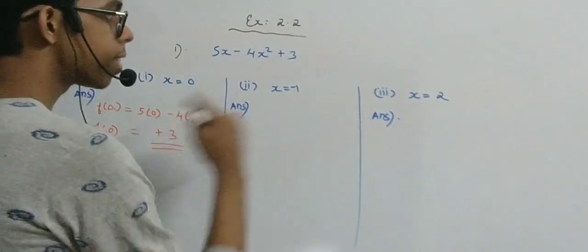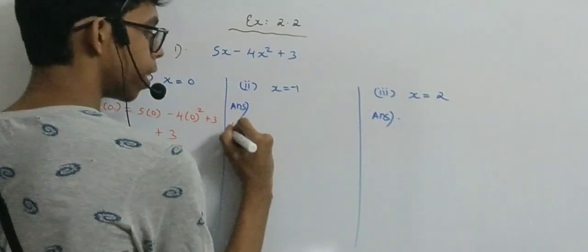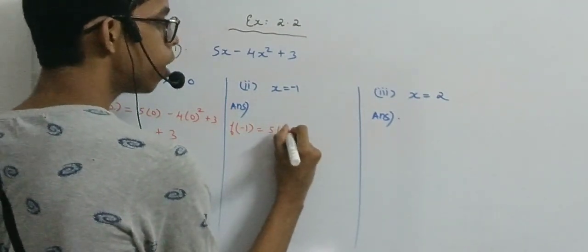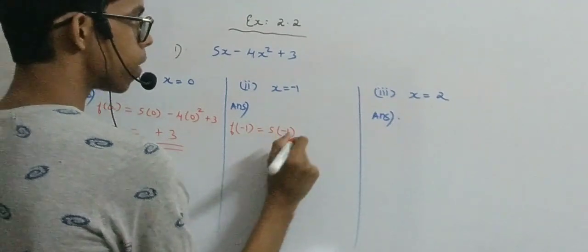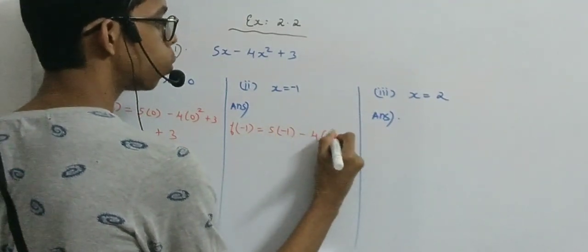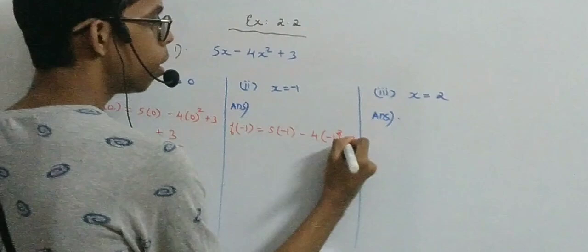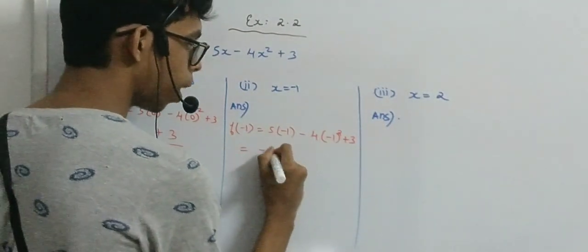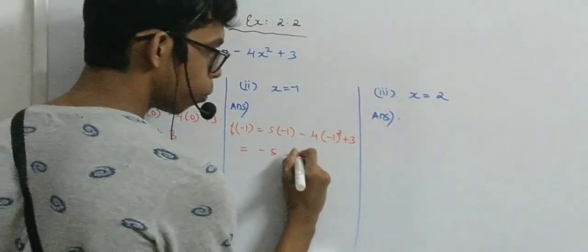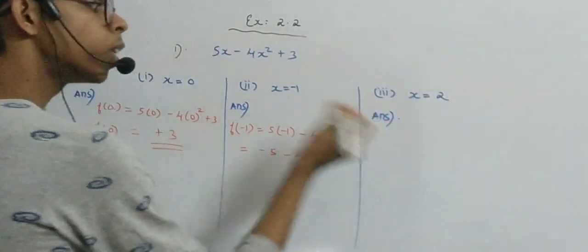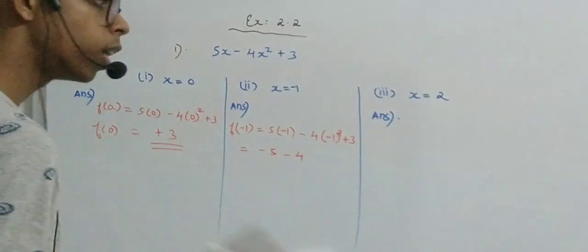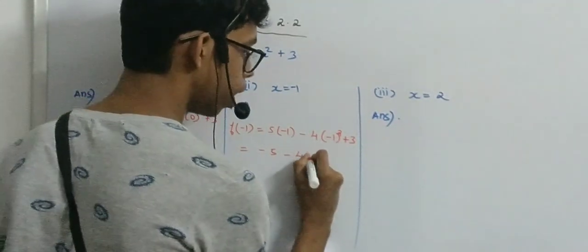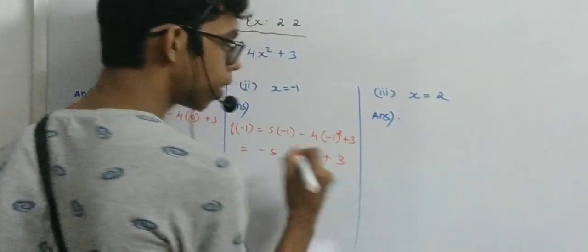Now here at x is equal to minus 1. So we have to find f of minus 1. So when I say f of minus 1, just substitute over here. 5 into minus 1 minus 4 into minus 1 the whole square plus 3. So 5 into minus 1 means what? Minus 5 minus 4. Now minus 1 the whole square means minus 1 into minus 1. So minus 1 into minus 1 is what? Plus 1. So into plus 1 plus 3.